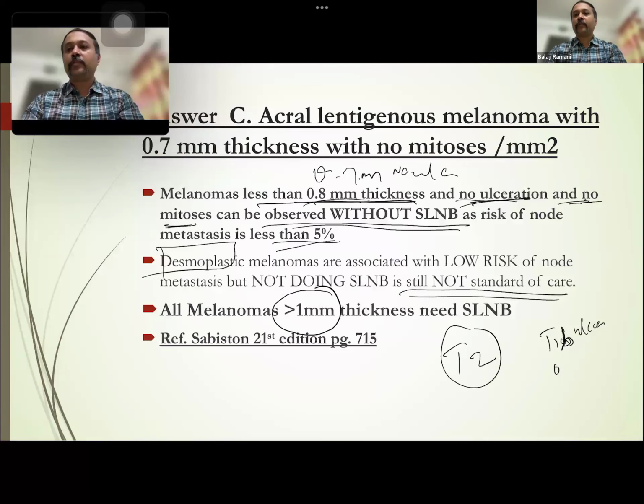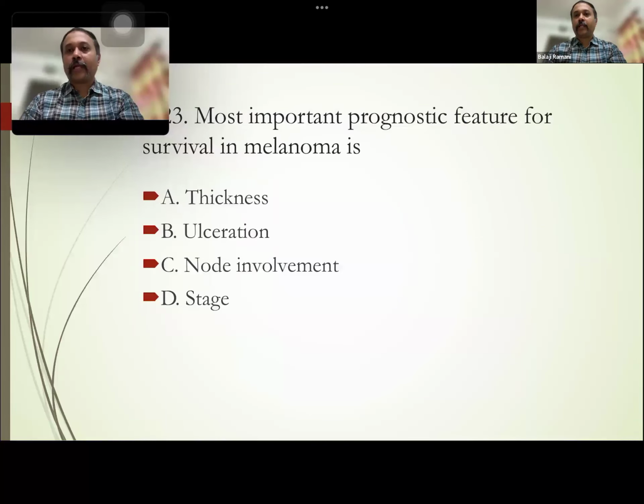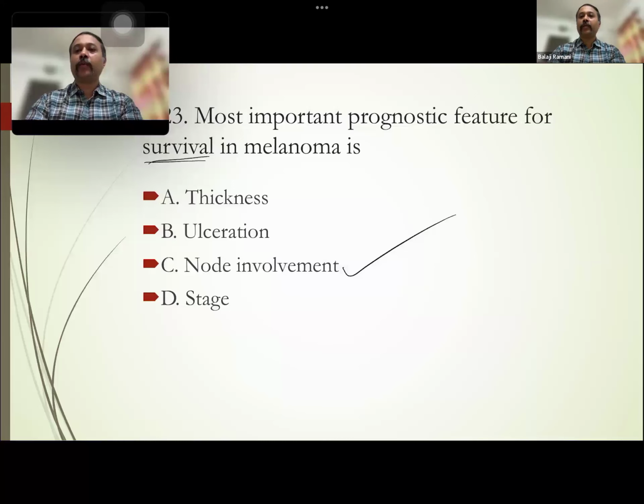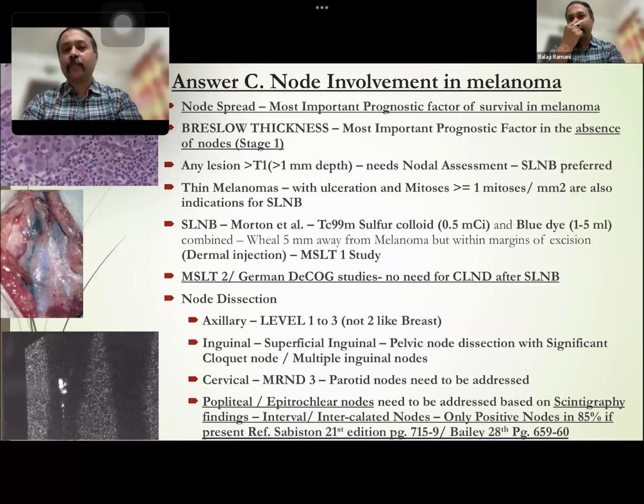So the management of a melanoma is wide excision, right? Now, which is the most important prognostic factor for survival? Previously, the answer used to be thickness. Now the answer is node involvement, clearly given in both Bailey and Sabiston. Node spread is the most important prognostic factor for survival in melanomas. As for thickness, it is Breslow's thickness that you look at, not the Clark category.